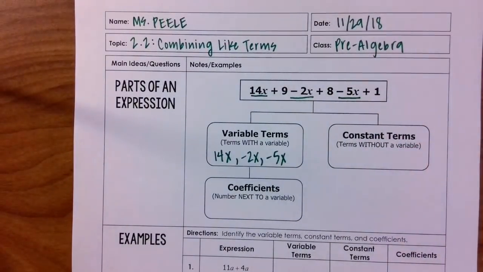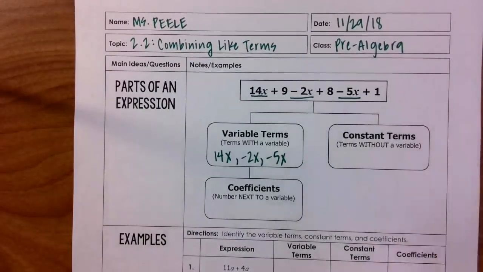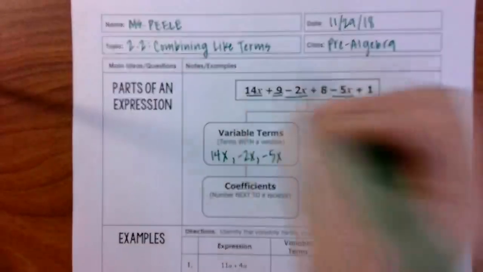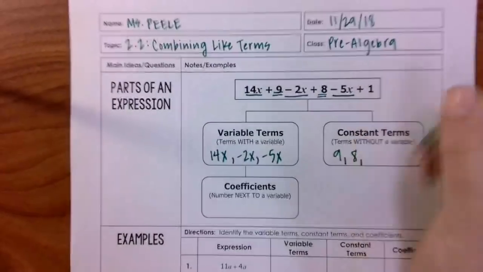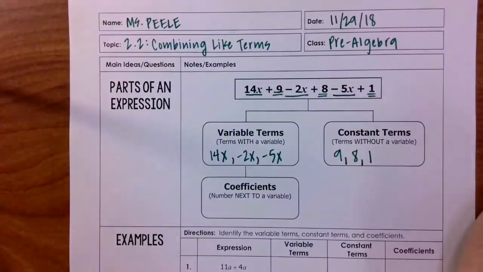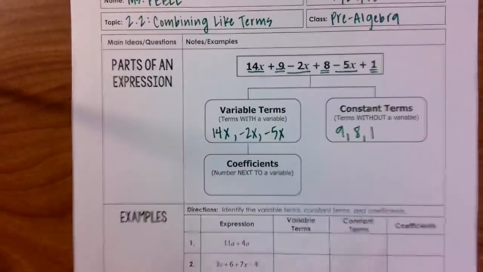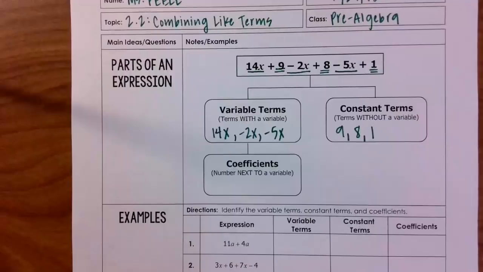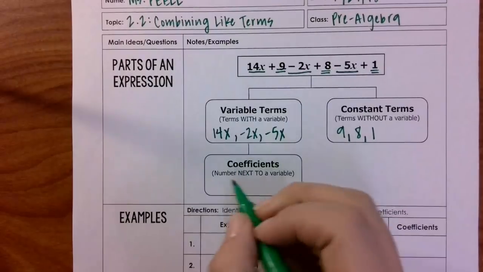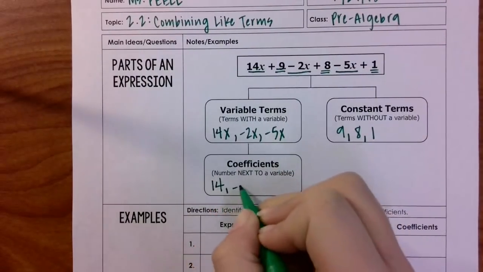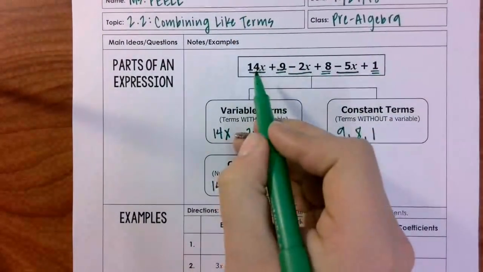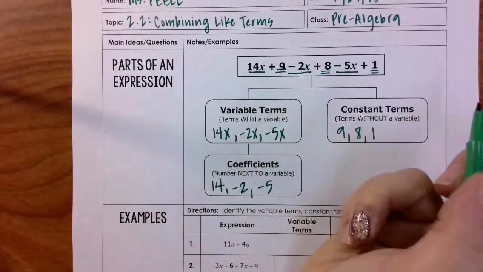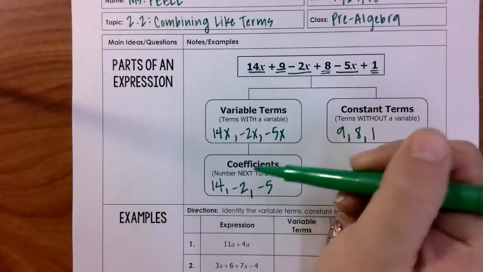Now, constant terms are the terms without variables. The only constant terms I see in here are 9, 8, and 1. Now, coefficients are the numbers next to a variable. So we have 3 variable terms, which means we should have 3 coefficients. The coefficients are 14, negative 2, and negative 5. So this 14, for example, that's a coefficient. This negative 2, that's a coefficient. So remember, whatever's in front of the term goes with it.